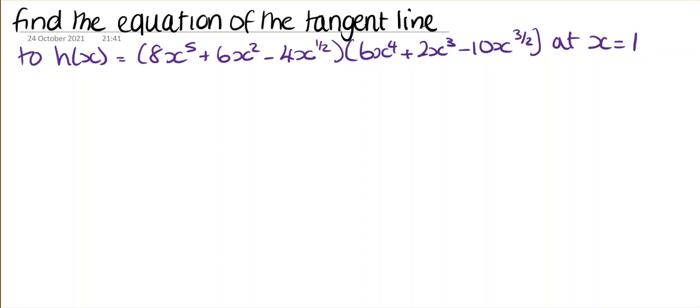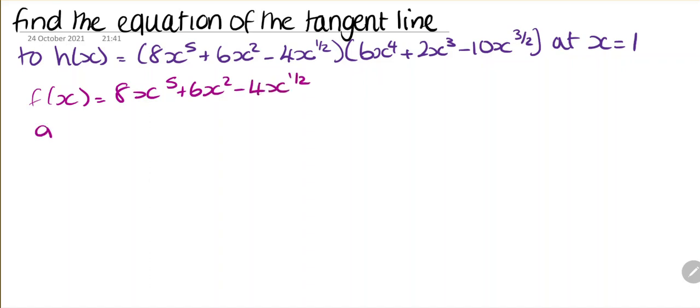Find the equation of the tangent line to the function given. So we need to use the product rule. The first thing we're going to do is separate our functions. I'm going to use f of x is 8x^5 plus 6x^2 minus 4x^(1/2), and g of x is 6x^4 plus 2x^3 minus 10x^(3/2).